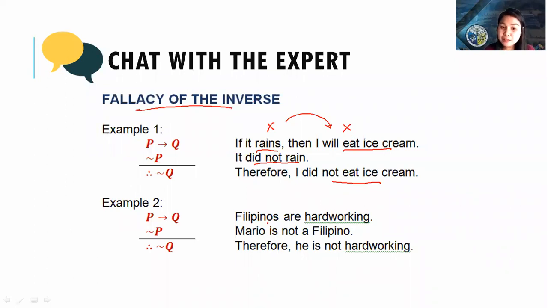Next, Filipinos are hardworking. Mario is not a Filipino. Therefore, he is not hardworking. You see this. Mario is not a Filipino, so he is not hardworking. That is an inverse, right? And the inverse is a fallacy. So you say fallacy of the inverse.